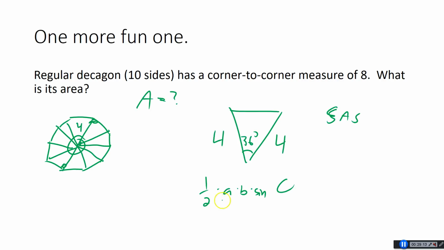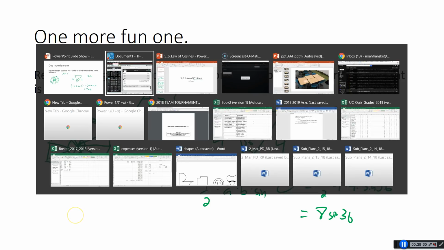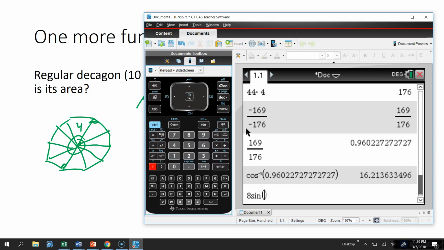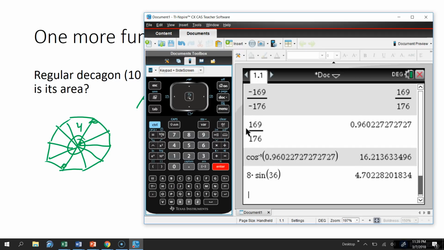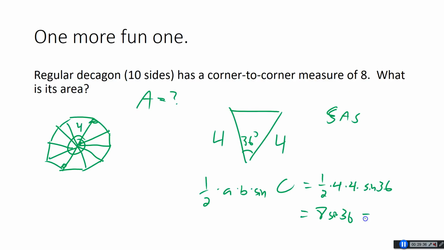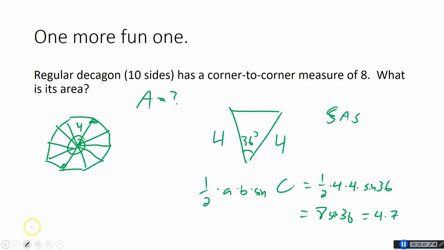But anyway, so what I'm going to do here is going to do 1/2 times 4 times 4 times the sine of 36. Okay, so 4 times 4 is 16, divided by 2 is 8 sine 36. So the area of this triangle, using our little tricky formula there, so we have 8 sine of 36, gives me 4.7. And then that's one of the triangles, so to find the area of the entire thing, I just multiply by 10. So it looks like it's going to be about 47.